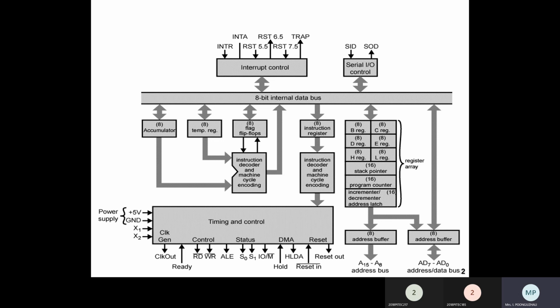Then ready signal, read and write signal. So இதெல்லாமே control signals what it does. And address lines வந்து பாத்தீங்கன்னா A0 to A15, data lines is AD0 to AD7. So this is the architecture of 8085.